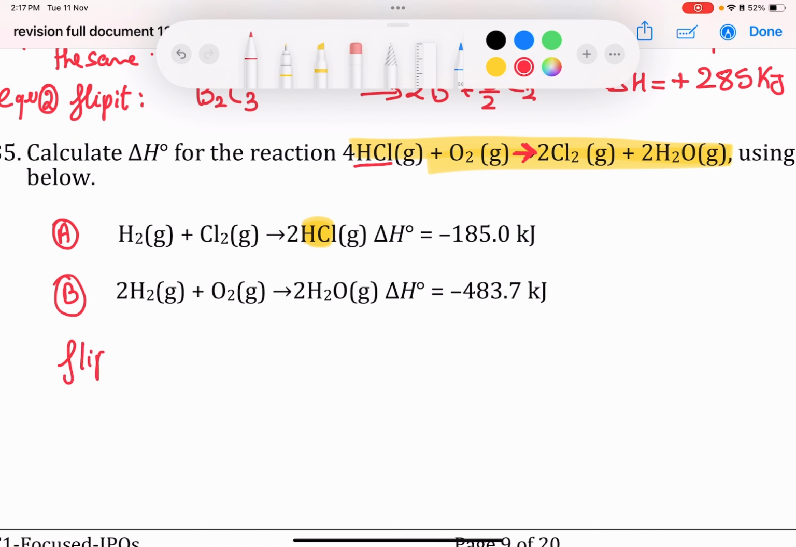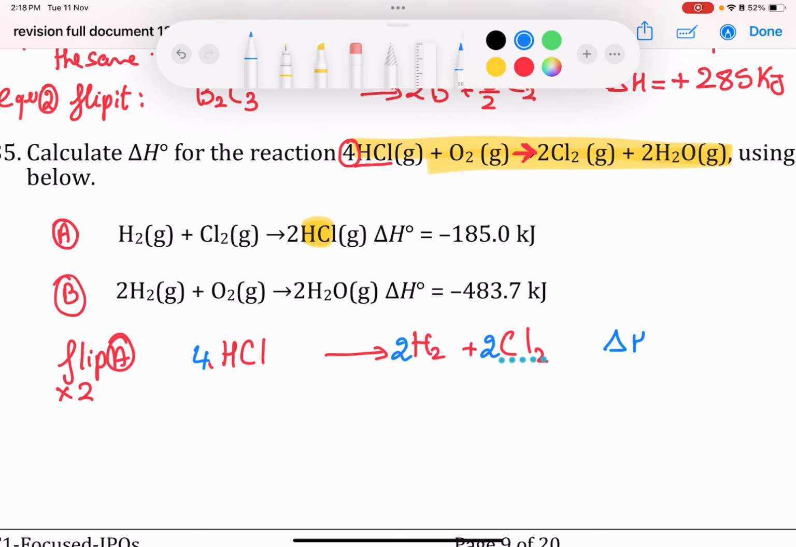So first of all, I'm going to flip A. So when flipping A, I'm going to get 2HCl, H2, and Cl2. But that's not all. I also need next to HCl 4, but instead of that, I have 2. So I'm going to flip, and I'm going to multiply by 2. So what I'm going to do here, by 2, that means becomes 4, by 2, and by 2. Now what happens to the delta H?